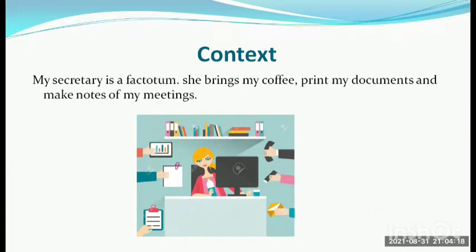Factotum means a multitasker, and you can connect the word with multitasker, but it is more than that. Remember, multitasker means doing many things at once, but factotum doesn't mean that. Factotum means doing a variety of jobs, not at the same time, but at different times, you can say. So this is the context.